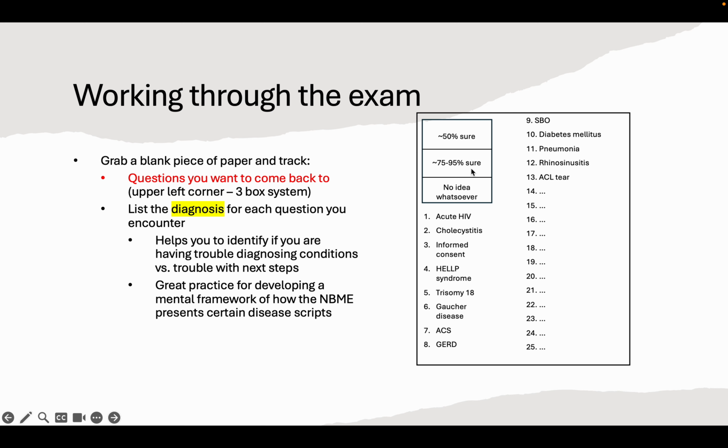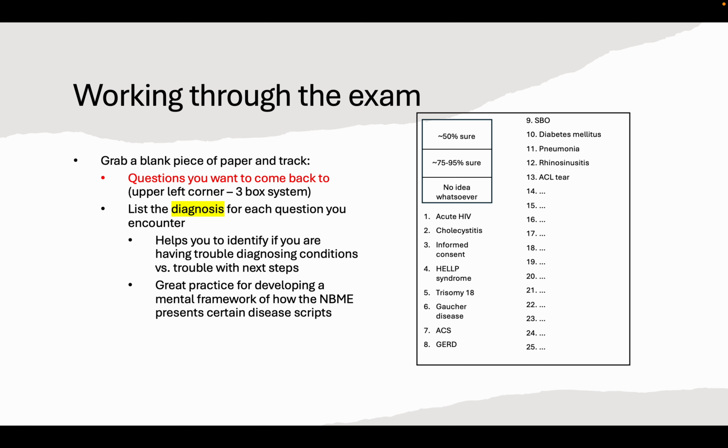The middle box is going to be questions that you're mostly sure of. It's like 75 to 90, 95% sure. But there's maybe just a little bit of doubt in your mind. So these will be the ones that, if you get through the first box at the top and you still have time, you'll come back to. But otherwise, you're pretty sure. And then the very bottom box is going to be stuff you have absolutely no clue about.